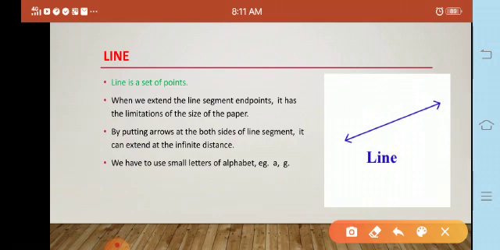Line is a set of points when we extend line segment endpoints. Here, this is the line segment. These are the endpoints of the line segment. We can extend these line segments, but it has the limitation of the size of the paper. By putting arrows at both sides of the line segment, it can extend to infinite distance. We have to use small letters of the alphabet, for example small a, small g, or you can take any small letters of the alphabet.